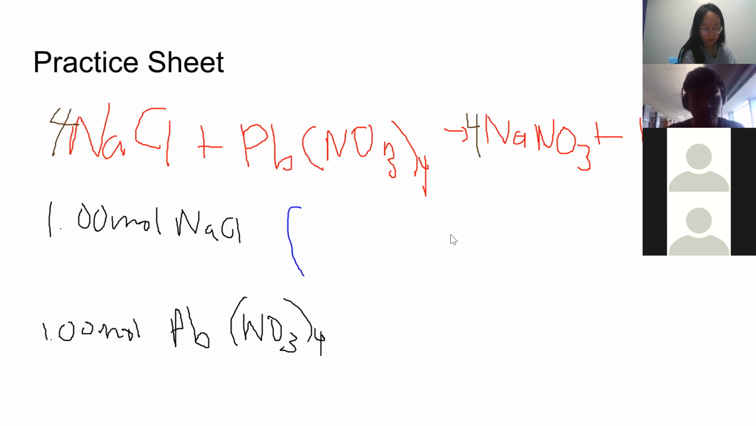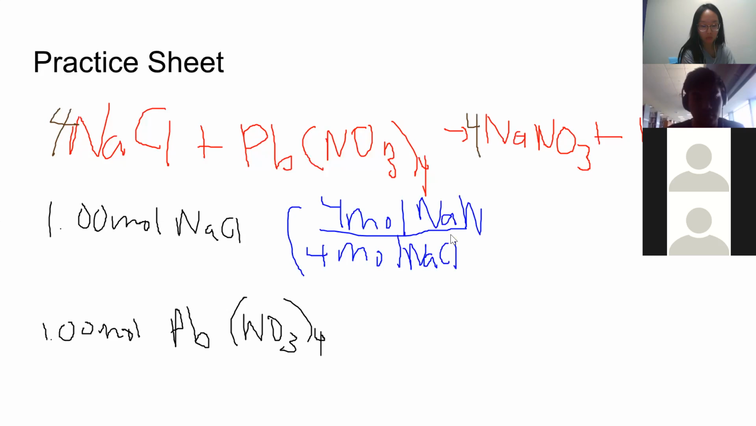So we know that for every 4 moles of NaCl, we make 4 moles of sodium nitrate based on the chemical reaction. With that, we end up getting 1 mole of NaNO3 from our 1 mole of NaCl. Now we have converted that.